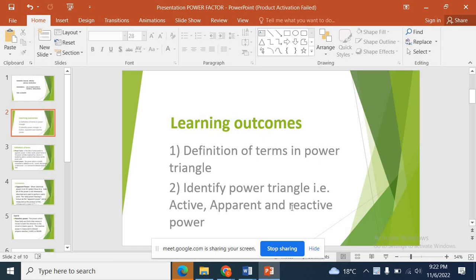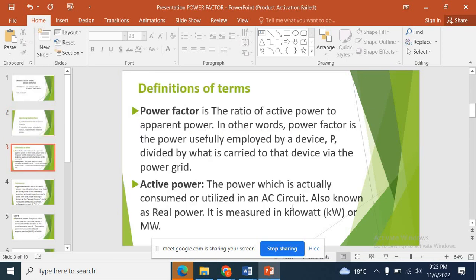Are we together? Yes, we are together. Are you able to see my screen? Yes. As per the screen you are seeing, our learning outcomes are: one, definition of terms in the power triangle; objective number 2 is identify the power triangle. Now let's go to our first objective. We define some terms associated with power factor.